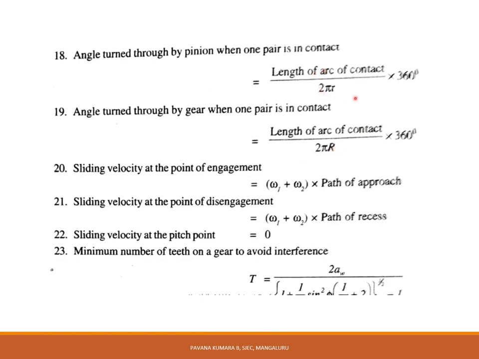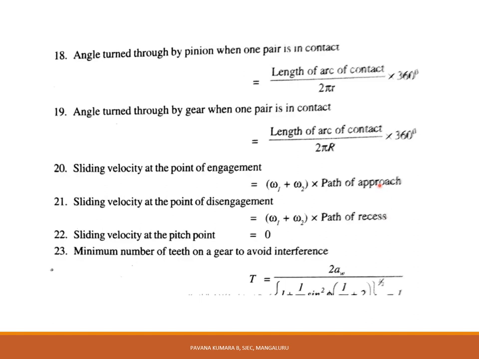This is for pinion, small r. Next, sliding velocity at point of engagement. Sometimes they will tell you to find out sliding velocity at a point of engagement. At engagement, it is omega 1 plus omega 2 into path of approach, just considering path of approach. Sliding velocity at disengagement: find out disengagement, omega 1 plus omega 2 into path of recess.